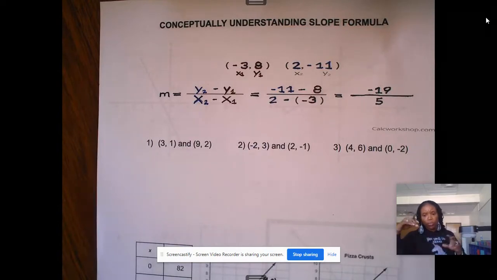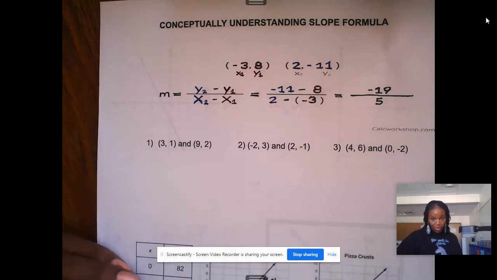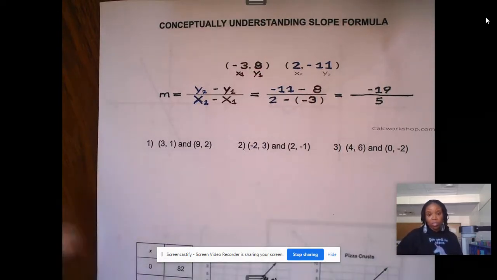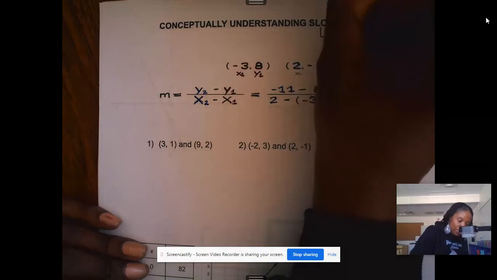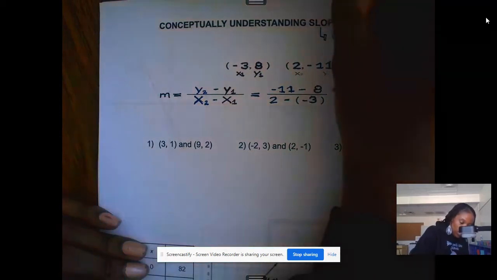To make sure that you really understand it, slope is a huge eighth grade topic, so you really have to understand this. I have color coded the formula a little bit, and we're going to talk about that and break that down. I also want you to correlate that the slope is the same thing as the unit rate.